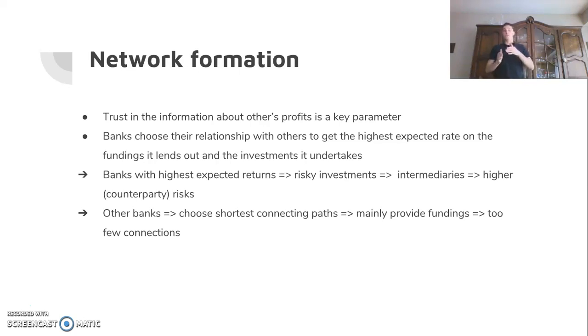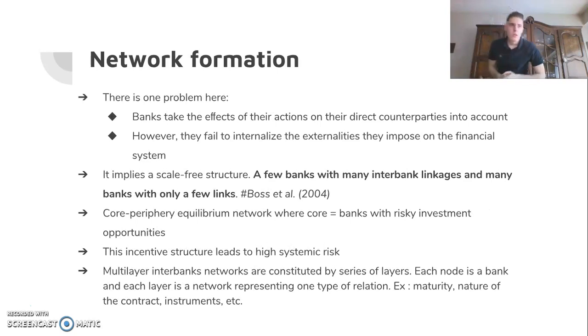But other banks also want to have the highest possible returns, so they choose the shortest connecting path to avoid paying some intermediation spread when it is possible, of course. Those banks mainly provide funding and end up with too few connections. We were speaking about the counterparty risk just before. There is a problem linked to this.